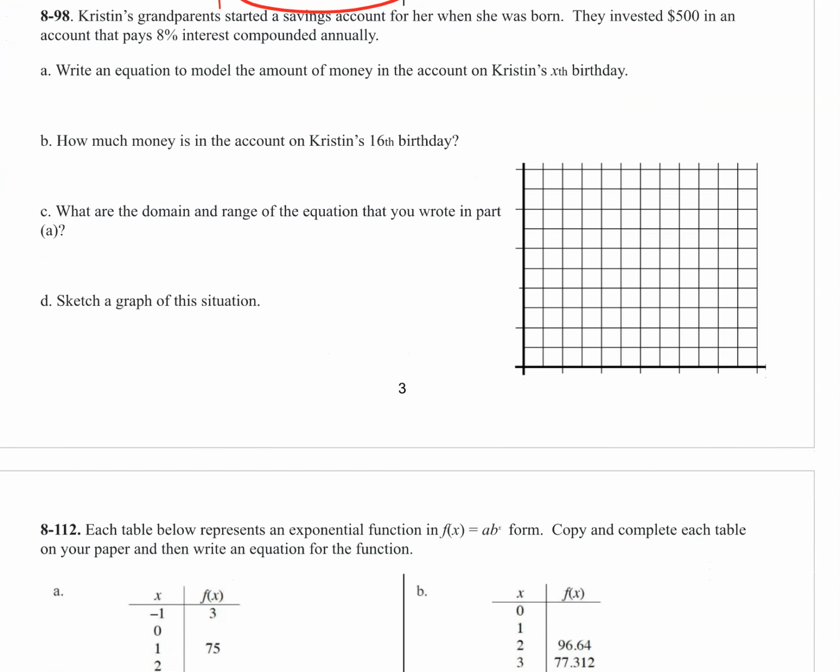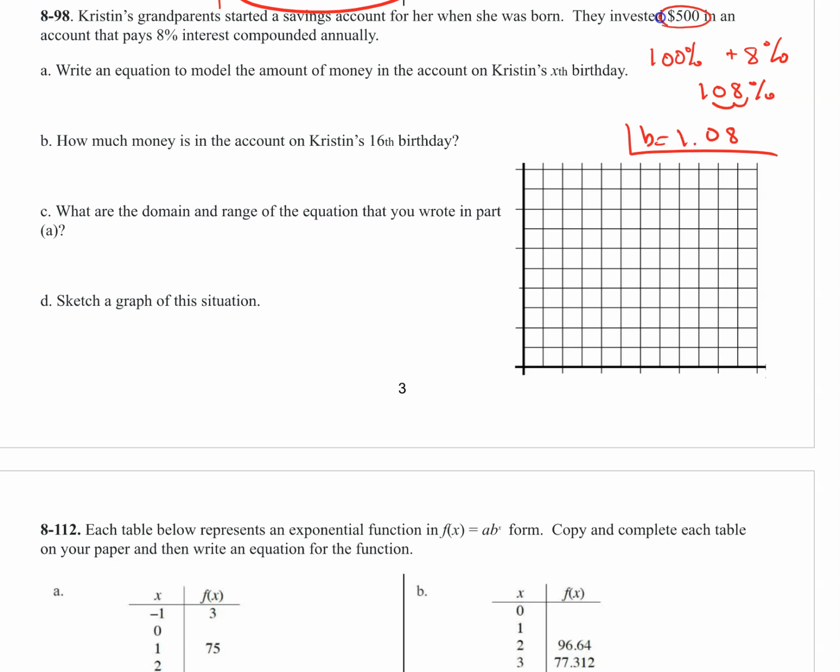8-98. Kristen's grandparents started a savings account for her when she was born. They invested $500 in an account that pays 8% interest compounded annually. Write an equation to model the amount of money in the account on Kristen's 8th birthday. Okay, so we need our multiplier. We have 8% growth. So if we start at 100% and we add 8%, the growth can be described by 108%. Now if we move the decimal to the left 2 times, that's 1.08. B is 1.08.